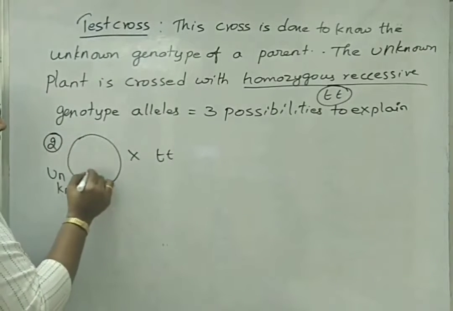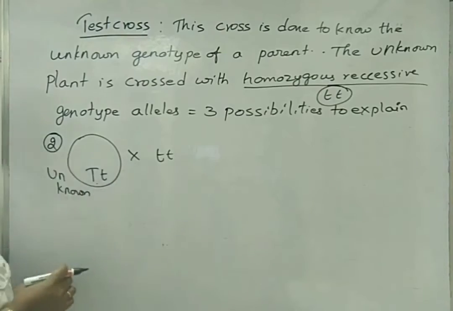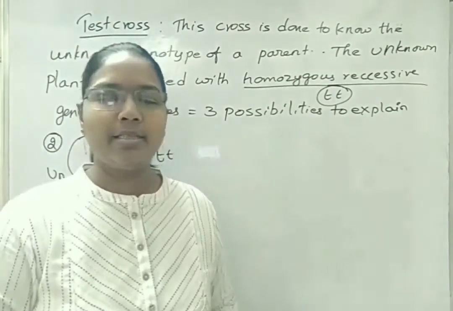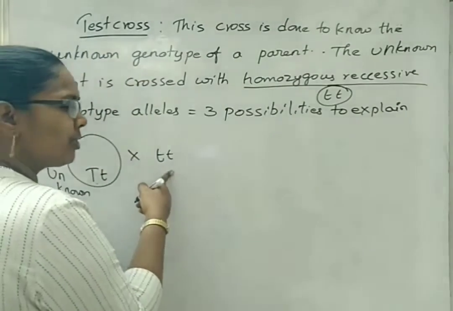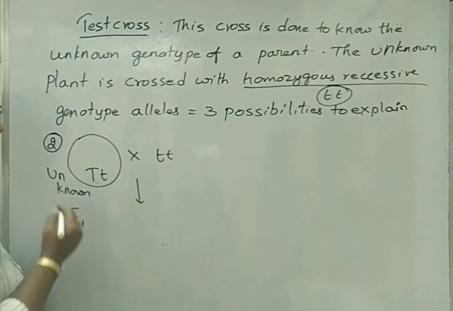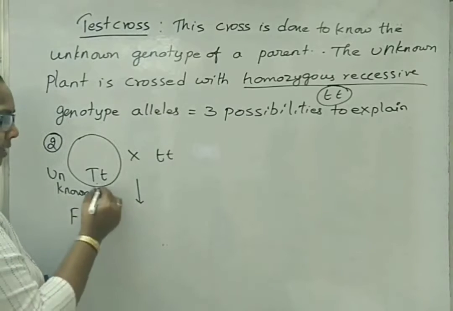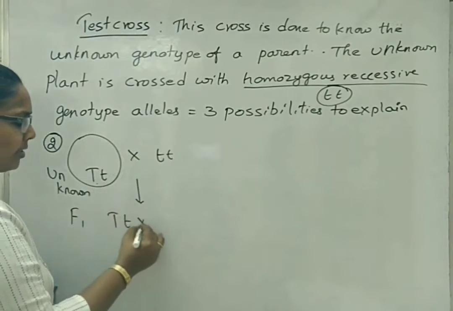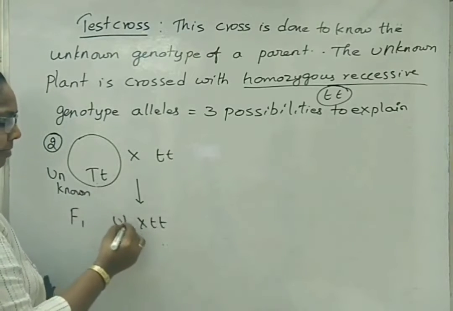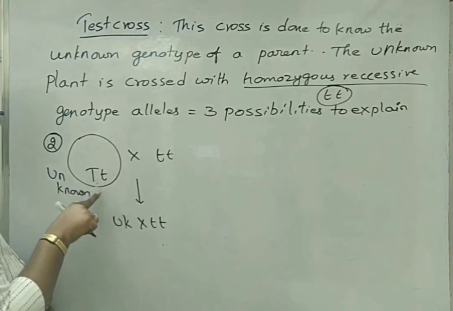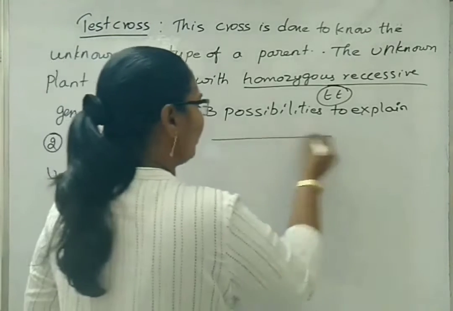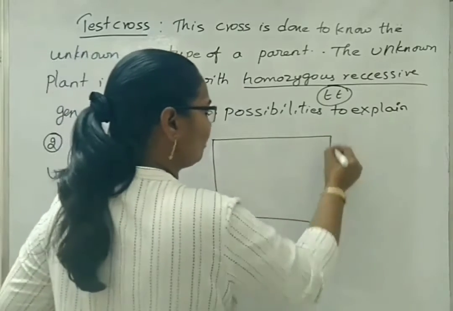The unknown is internally heterozygous type of alleles, but think that we don't know about those alleles. Now we have crossed with a homozygous recessive parent. Then what happened in the F1 generation? In the F1 generation, when we cross this one, capital T is crossed with this one, but still think that this is unknown. But according to our imagination or estimation, draw a Punnett square and check.